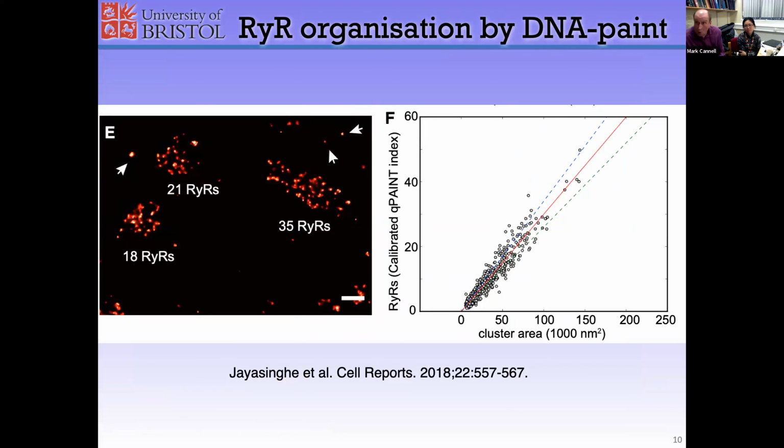A technique that gives even more photons per receptor is DNA-PAINT. With that, Jayasinghe and colleagues have been able to identify the positions of individual ryanodine receptors within the junctional complexes. Here we see a cartoon on the left of different complexes, and on the right we can see the number of RyRs from the calibrated DNA-PAINT data against the apparent cluster area. I draw your attention to this line, which I've put on their figure, which shows what the relationship would be if the ryanodine receptors were close packed.